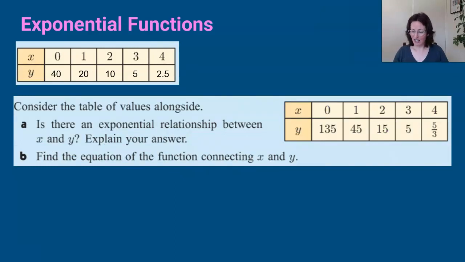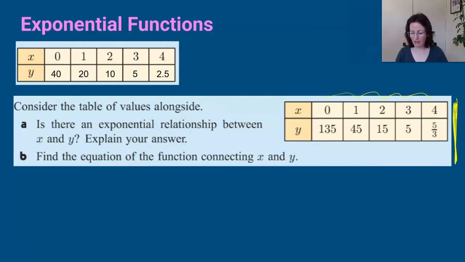And lastly, this is the question that I want to do, but then I'm going to go back to the table that's at the top there. So when you're asked to consider the table of values alongside here, is there an exponential relationship between x and y? And you have to explain. So when you get a question like this, what do you do? Just double check that the x is incrementally increasing, so that's going up by 1.